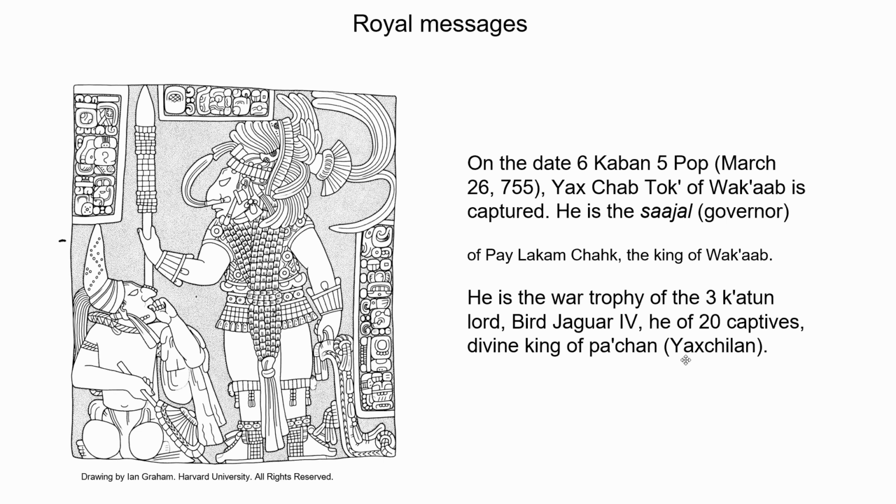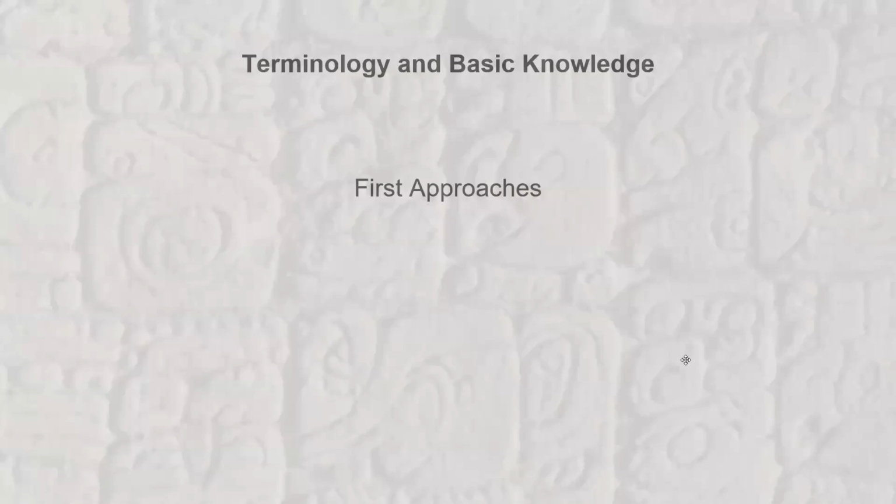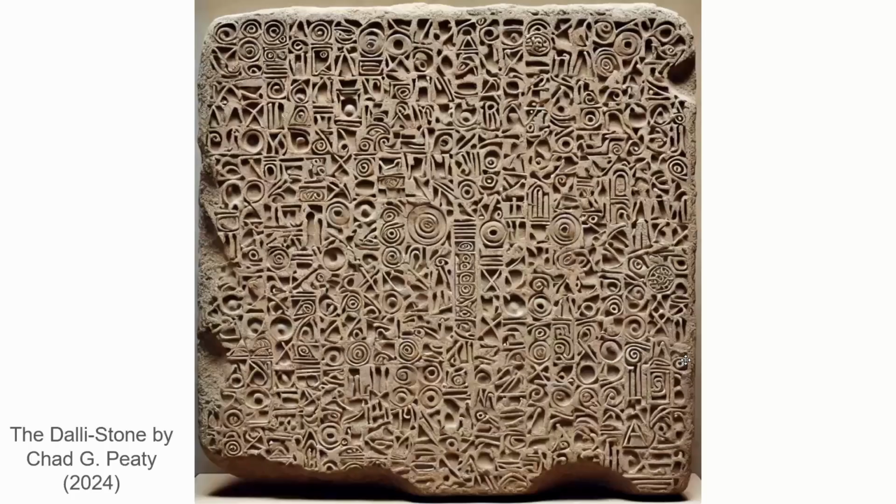Our understanding of Maya history is mainly based on very short texts and iconography, showing in this way the Bird Jaguar in front of his captive, maybe with his name here. And we have hundreds of that type of inscriptions. We also have full inscriptions with a little bit of iconography. So let's now go to the text. First approaches. I want to start with a riddle.